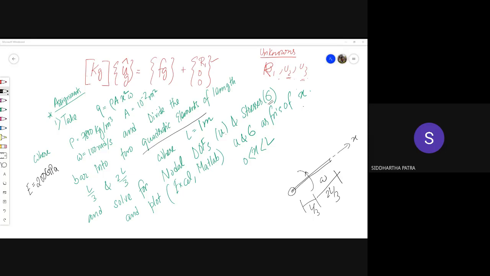Try this, okay? Everything you have learned so far, how to assemble a global stiffness matrix, how to do a quadratic bar element, put everything into it, okay? And then try to plot it. So what you can think of this as, this is a proper assignment, okay?